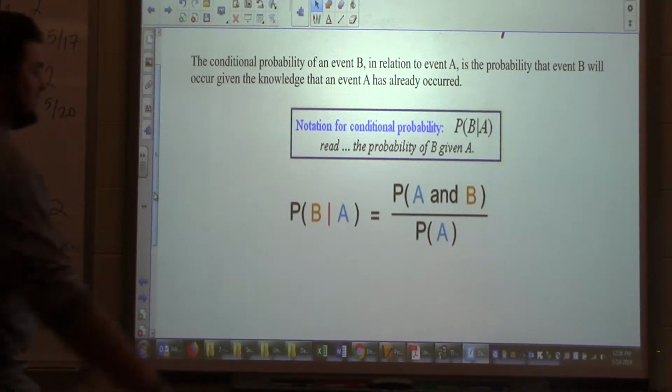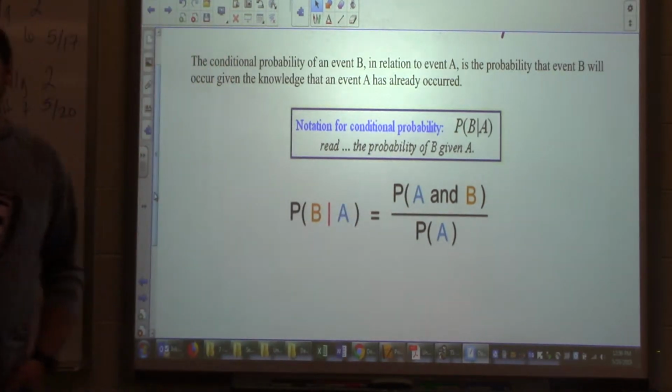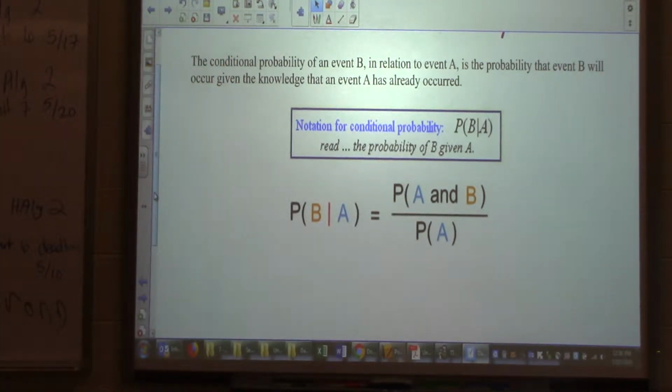Okay, so probability of B given A equals probability of A and B both happening divided by the probability of A happening.